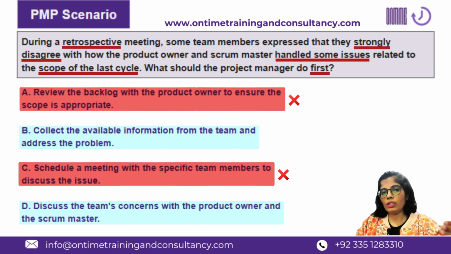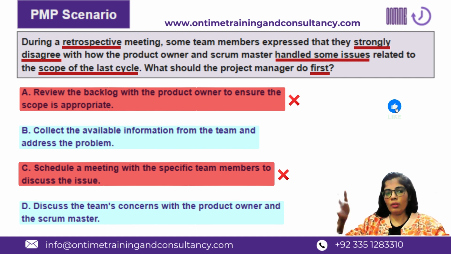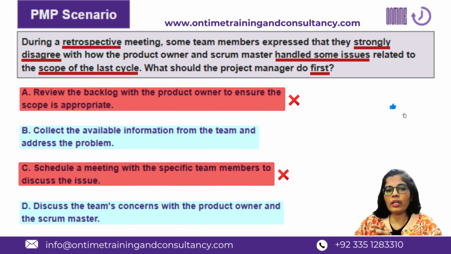So as a project manager, the very first thing that you should be doing is collecting the available information from the team and address the problem. And addressing the problem would ensure that the best way to address the problem, which is sitting with everyone, including product owner, scrum master, and maybe some subject matter experts or whoever is needed to better support this discussion, and then converge to the solution, mutually converge to the solution.